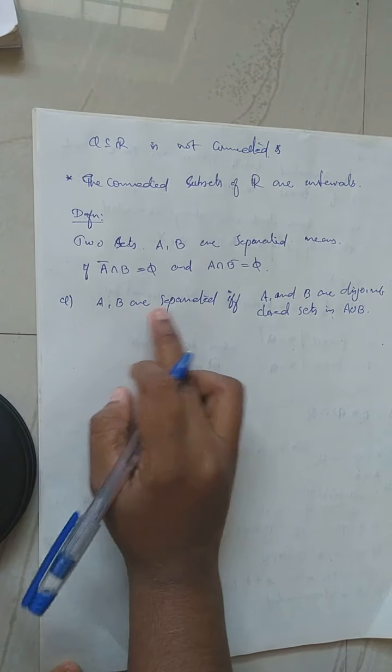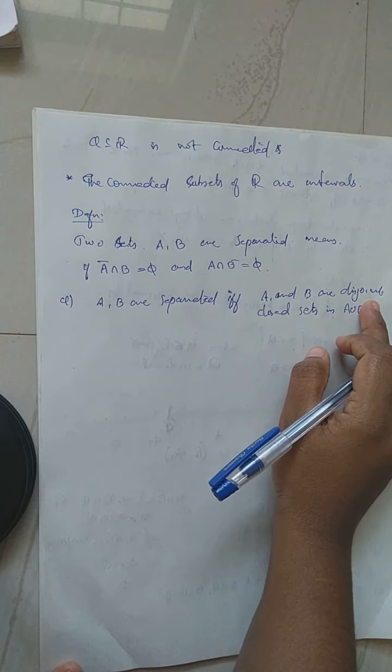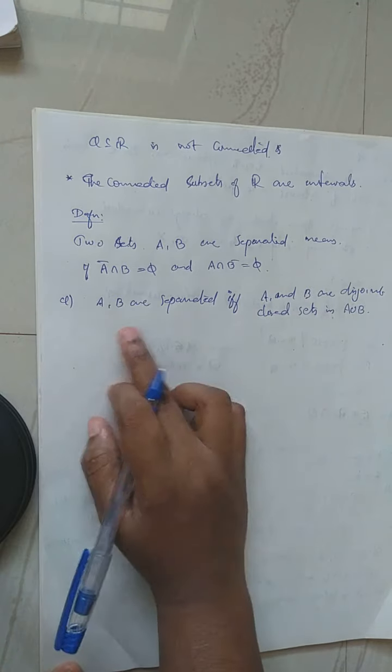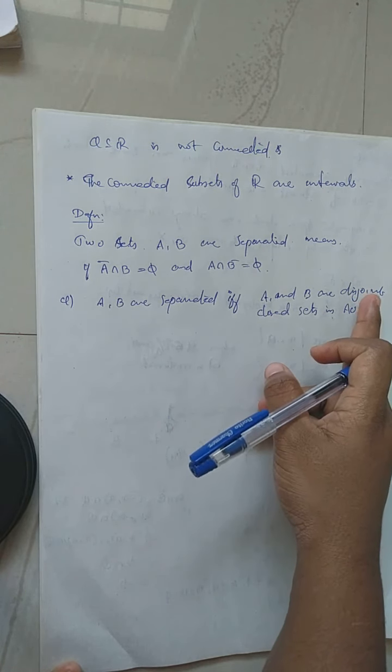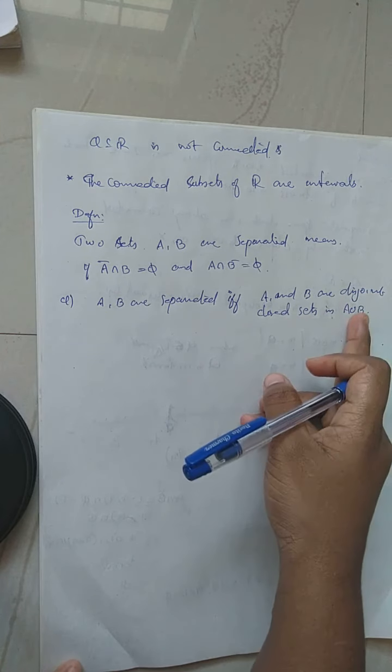When A and B are separated, that will be disjoint. The converse may not be true. But the converse is true when these two sets are not only disjoint but also closed sets in A union B.